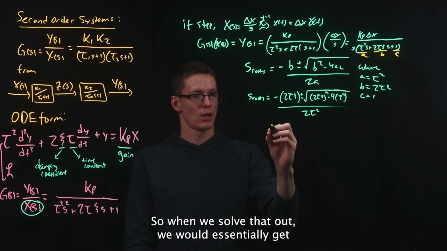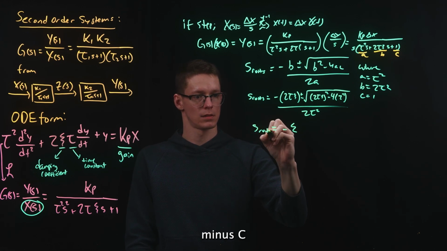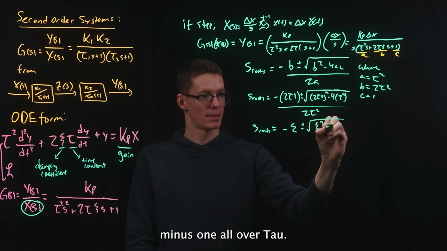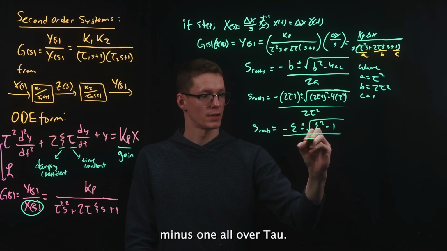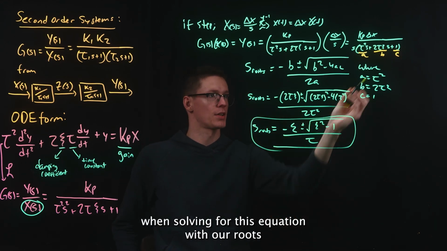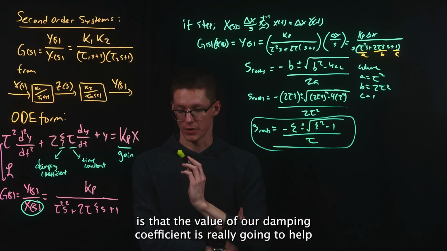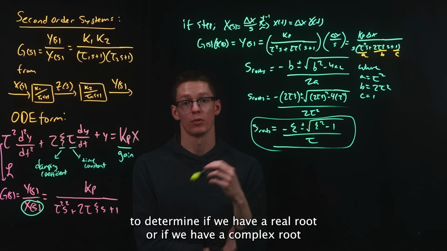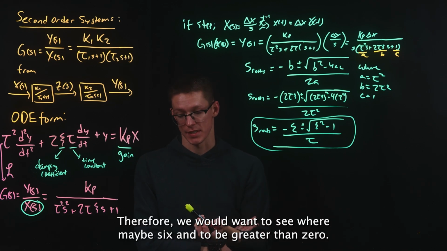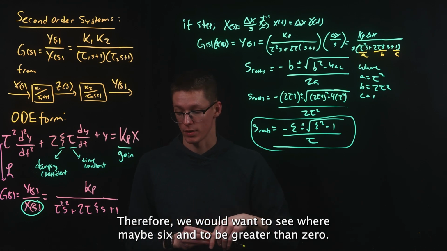When we solve that out, we would essentially get minus zeta plus or minus the square root of zeta squared minus 1, all over tau. Therefore, what we're really looking for when solving for the roots is that the value of our damping coefficient is going to help determine if we have a real root or a complex root. In a stable system, we would want to see zeta greater than 0.